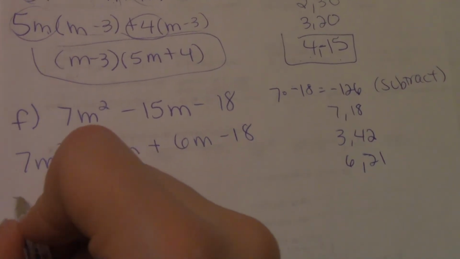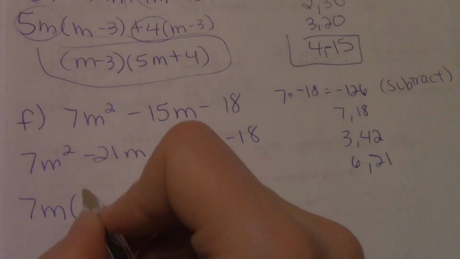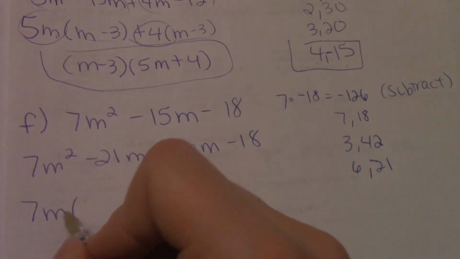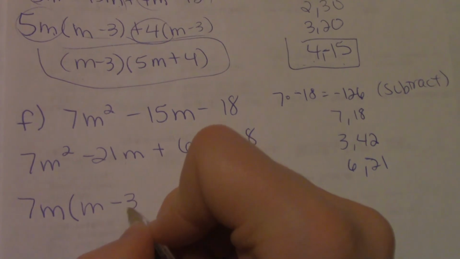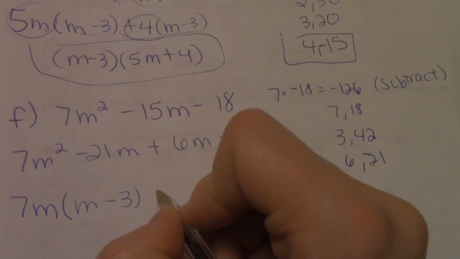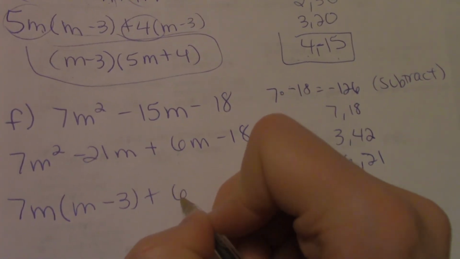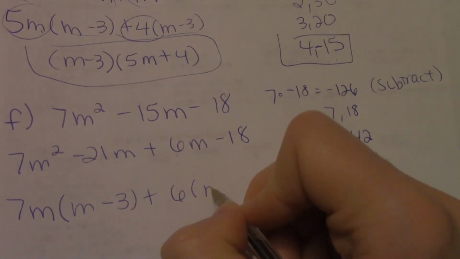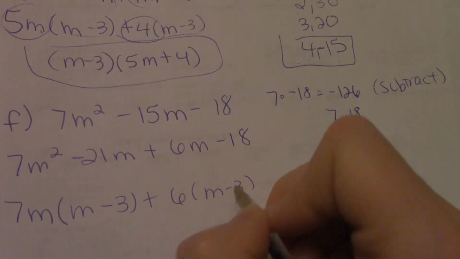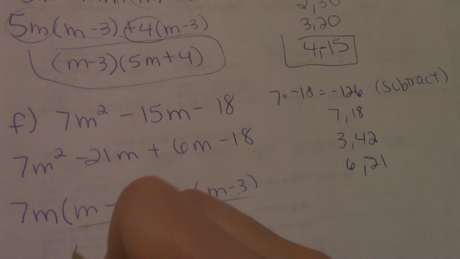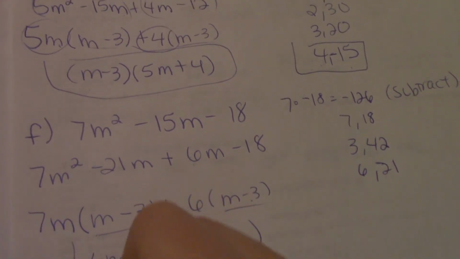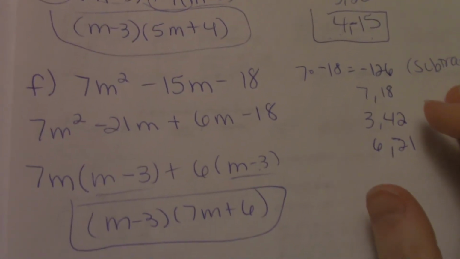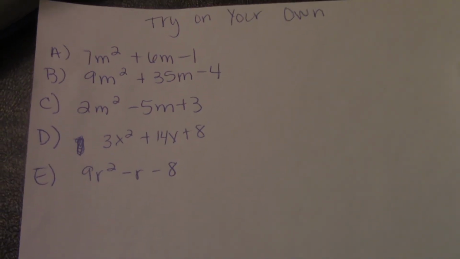7 goes into both, so does an m. So 7 divided by 7 is 1. We took out 1m, makes just 1m. Negative 21 divided by 7 is negative 3. Took out that m. 6 goes into both. So we're left with m minus 3, because 18 divided by 6 is negative 3. And they match. And 7m plus 6. So try these 5 on your own.